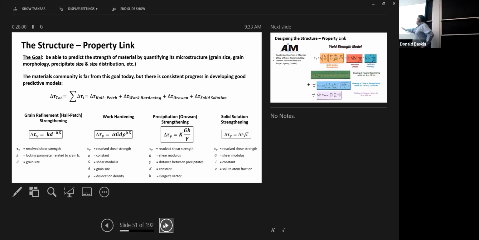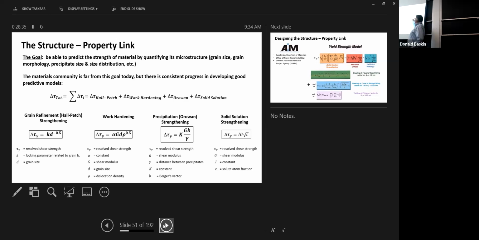These equations here I presented to you before, I think last lecture. These are models that predict the increase in shear strength for Hall Petch strengthening, for work hardening, for precipitation strengthening. We talked a lot about that, right? And then solid solution strengthening. It turns out that these things are additive. The increase in strength of the material is directly related to the sum of the strengthening from all these different factors.